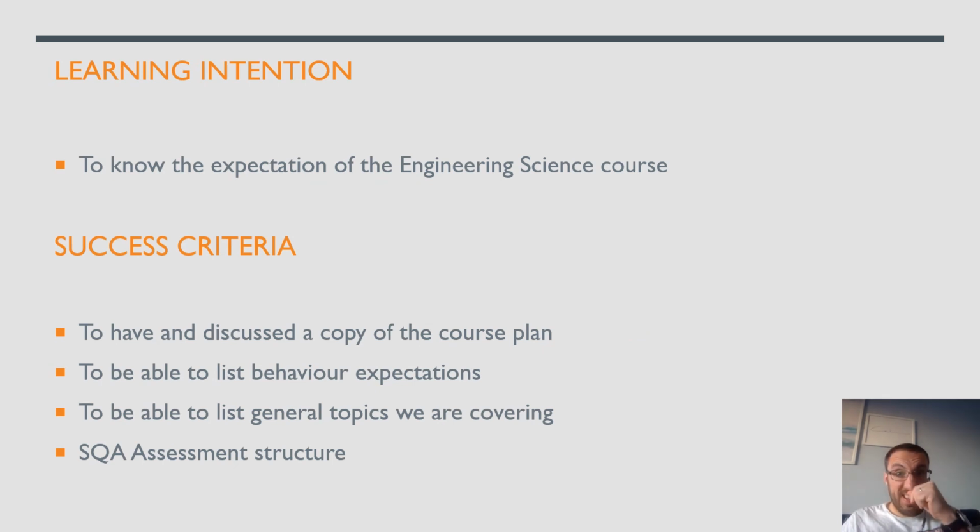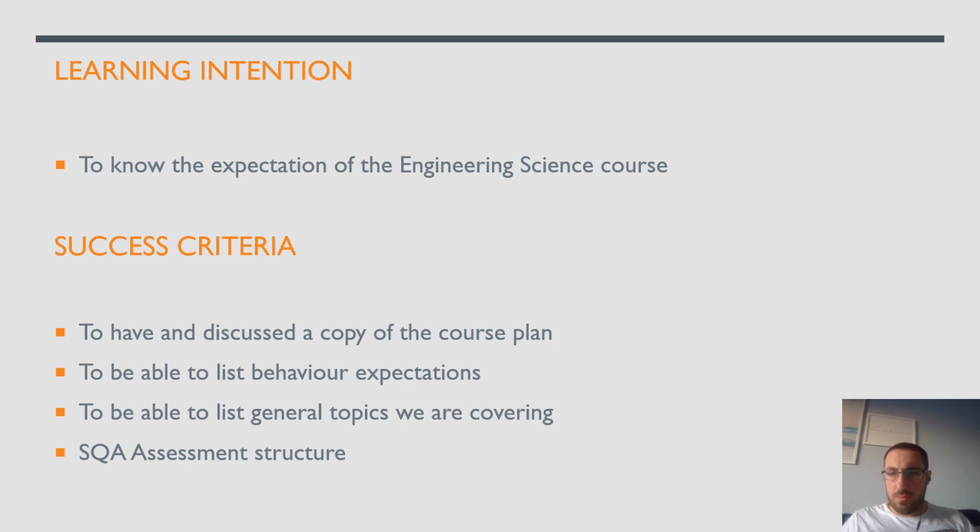So the last thing that I'd like to think about here is, have we done what we set out to do? So the whole goal of this was to make sure you knew the expectations of the engineering and science course. Have we discussed a copy of the course plan? We've given you it. The discussion bit comes in with you asking any questions. So it's making sure, have you actually done that part?